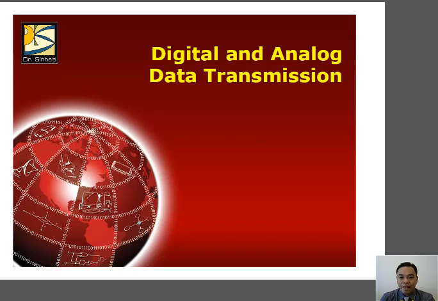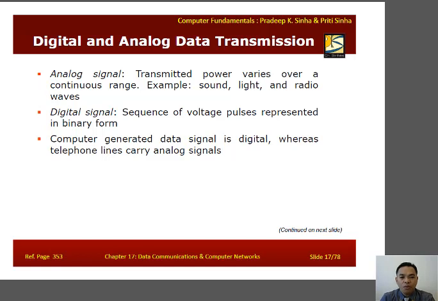Let's proceed to digital and analog data transmission. So we have two types of data transmission. The first one is analog signal, where transmitted power varies over a contiguous range. What are examples here? We have sound, light, and radio waves.